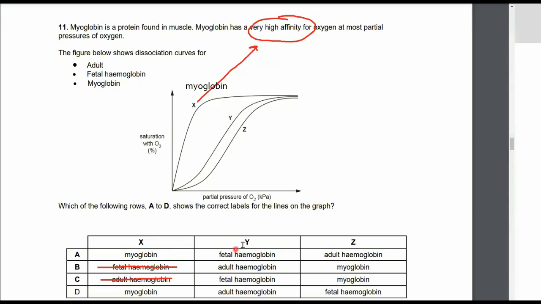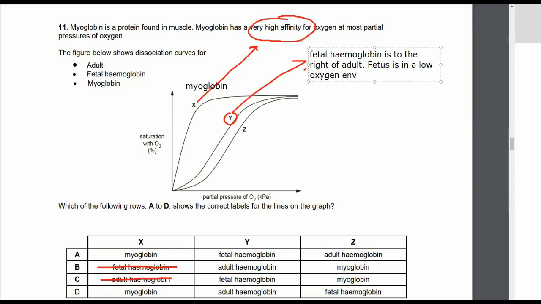Why is that? Because fetuses live in a low oxygen environment. Their hemoglobin has to have a high affinity for oxygen. They're not very active, so they don't need to unload the oxygen readily, as they're not doing ultra respiration and pumping up their muscles. But they do need to hold on to oxygen because inside the womb is a low oxygen environment. So they have a higher affinity for oxygen than your adult hemoglobin, which must be Z. So we are looking at the answer A. X is myoglobin, Y is fetal hemoglobin, and Z is adult hemoglobin.